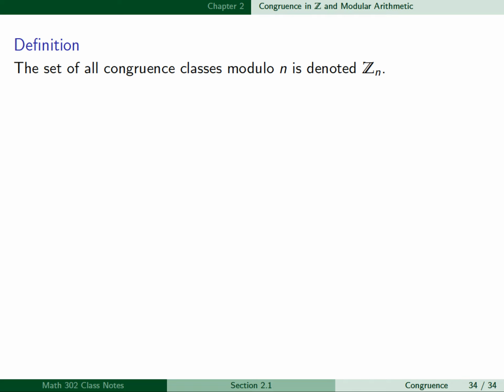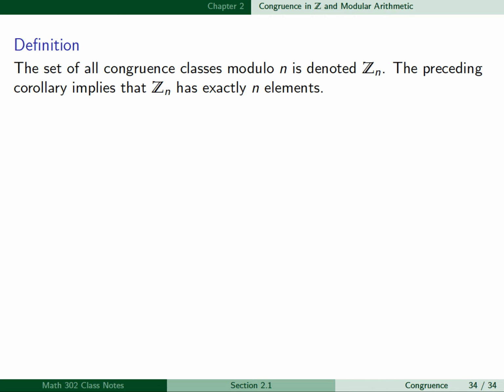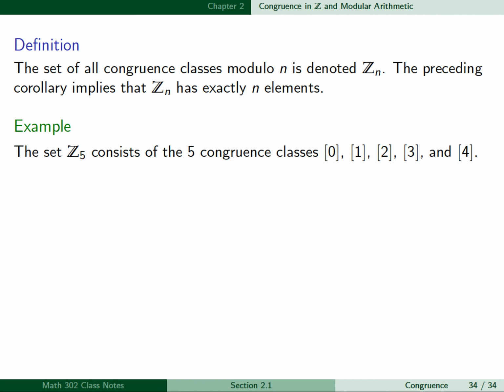We're going to denote the set of all congruence classes modulo n by Z sub n. And so the preceding corollary implies that Z sub n has exactly n elements. For example, the set Z5 consists of the 5 congruence classes, the class of 0, class of 1, class of 2, class of 3, and the class of 4.